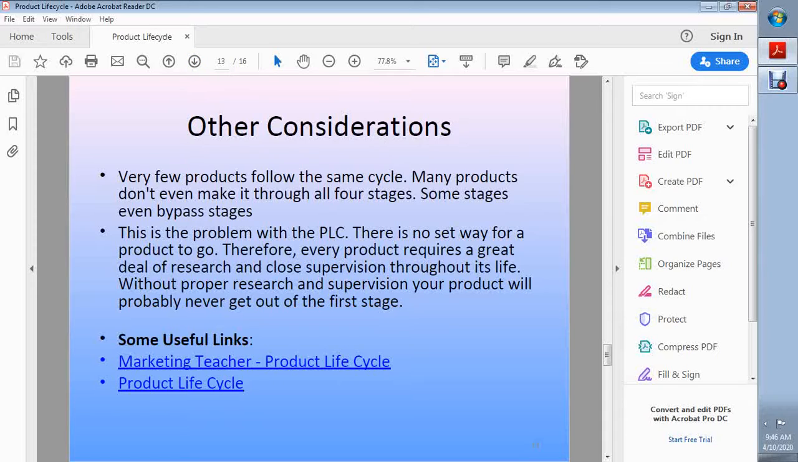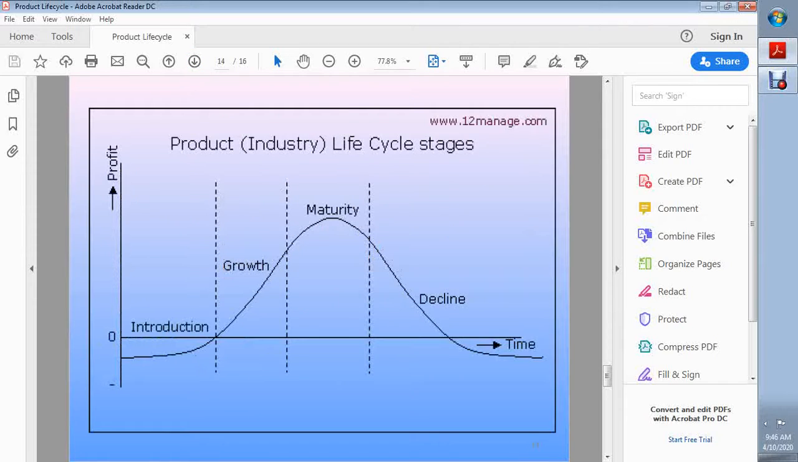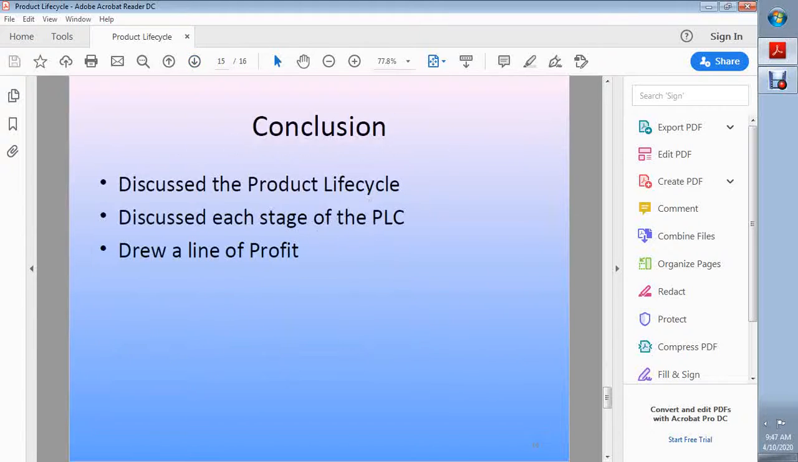In the slide you have different links. You can go through the links to understand the PLC. The product cycle is explained with the help of a chart. The first stage is introduction, the second stage is growth, and the third stage is maturity. And once your product reaches the maturity stage, then the product will face the decline stage.